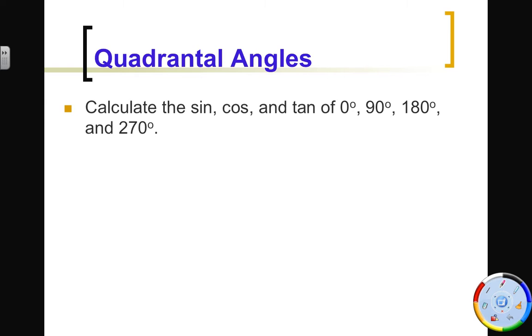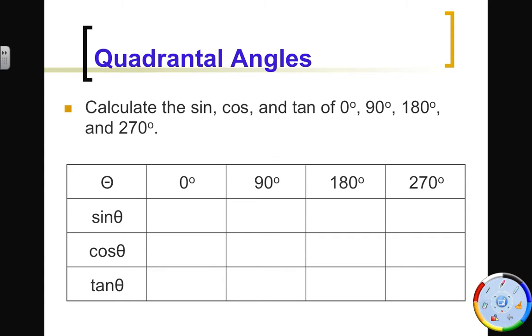Okay, so first we want to deal with the quadrant angles, the quadrantal angles. These are 0, 90, 180, and 270. And if you think about that on your circle, that's where all of the axes are. So 0 degrees, 90 degrees, 180 degrees, 270 degrees. Now, we can use your circle to help us figure this out.